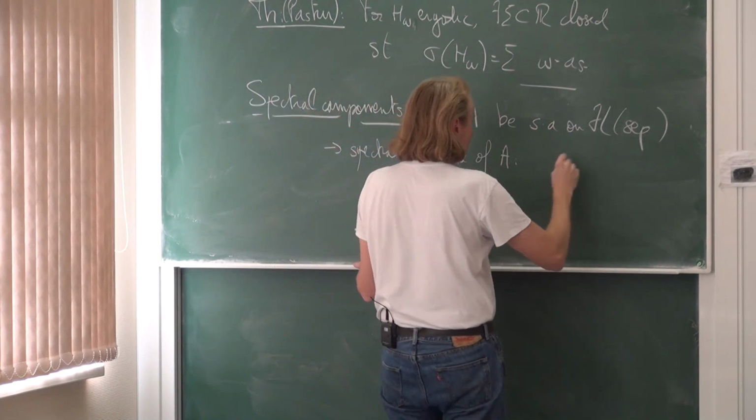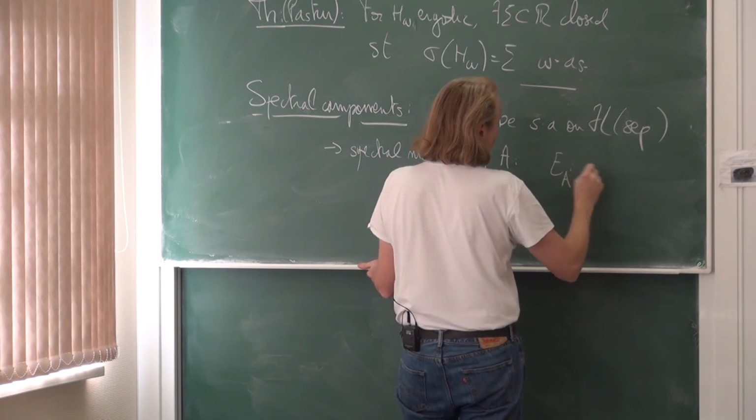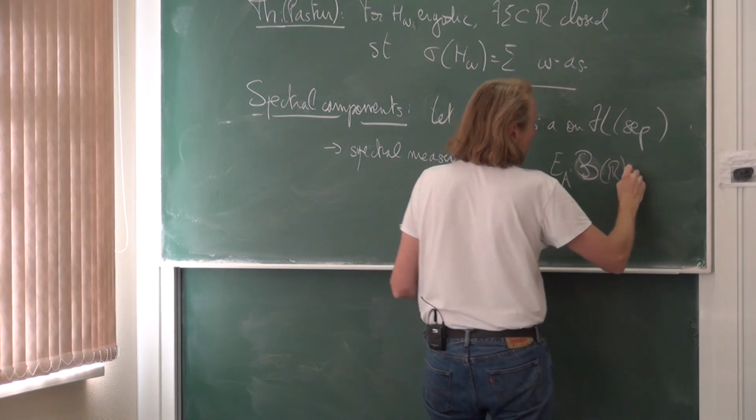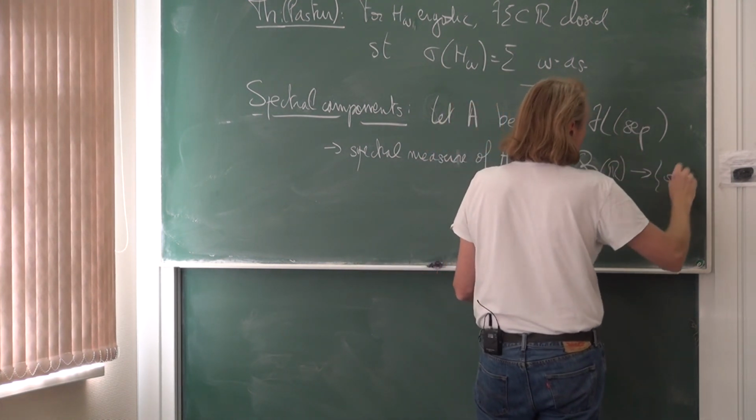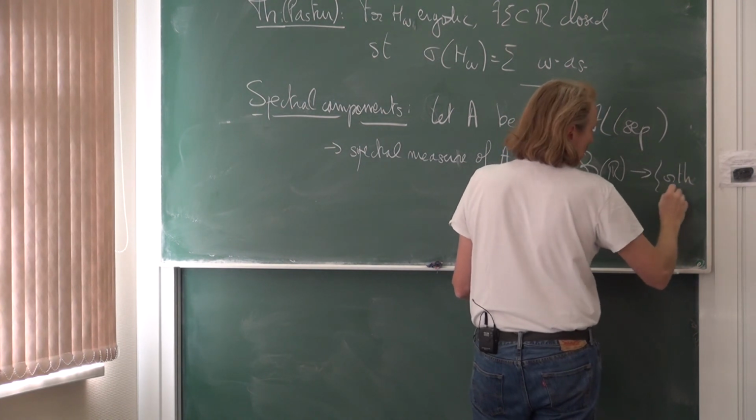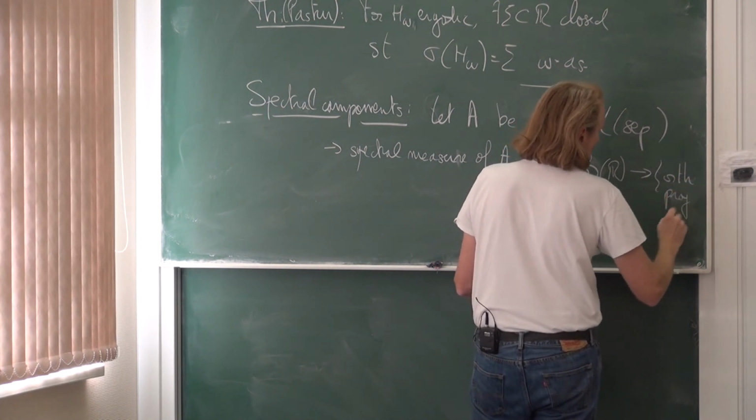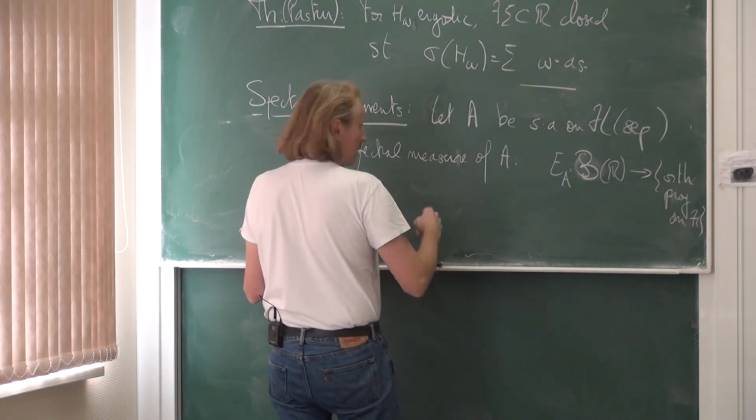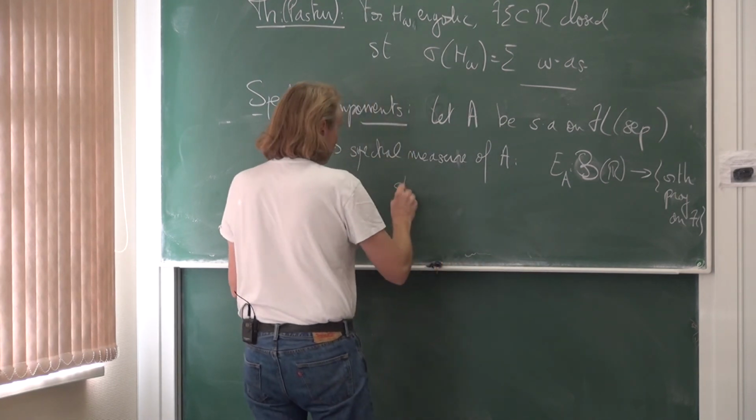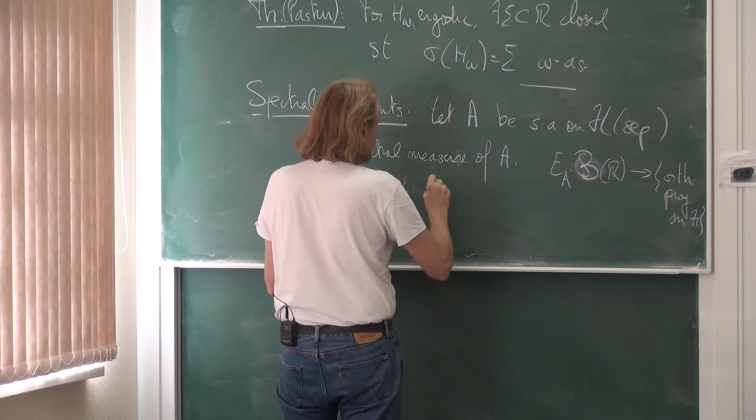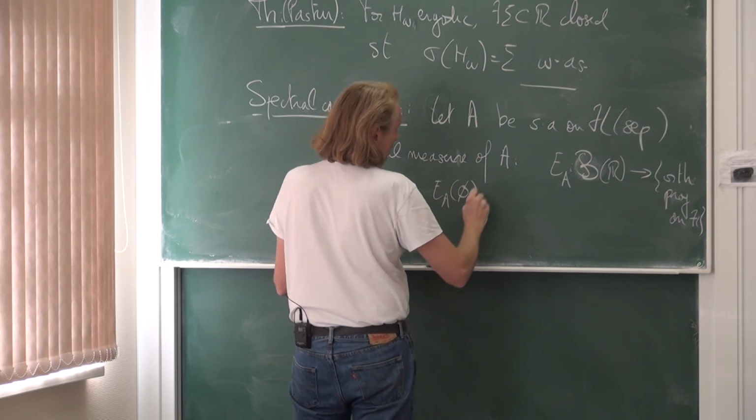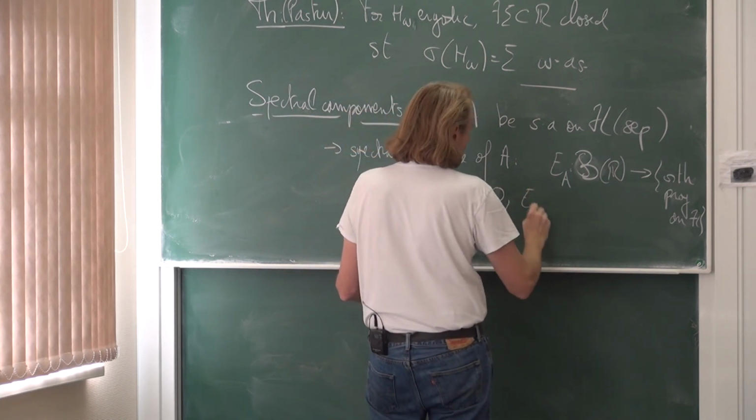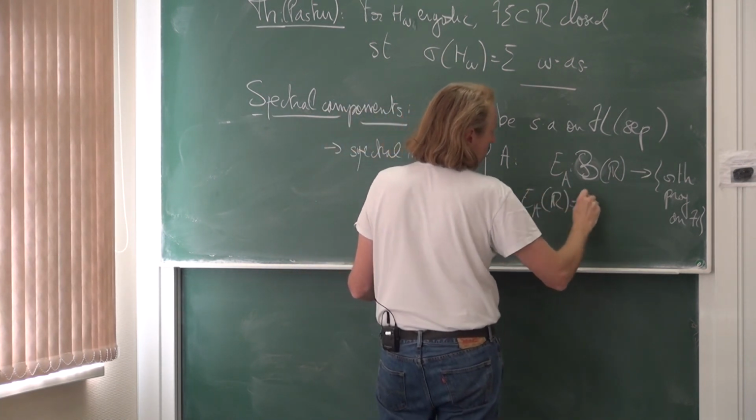So let's say it's a family E_A of Borelian sets of the real line into orthogonal projectors on H, right? Such that, well, you have the following things roughly. E_A of the empty set is equal to 0, the zero projector. E_A of the whole real line is equal to identity.